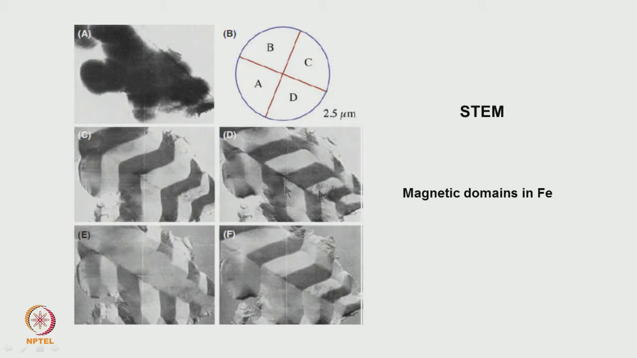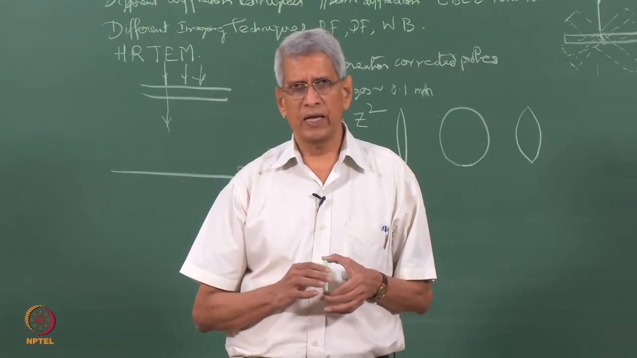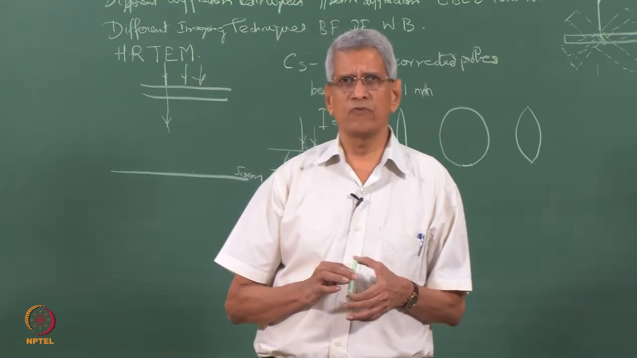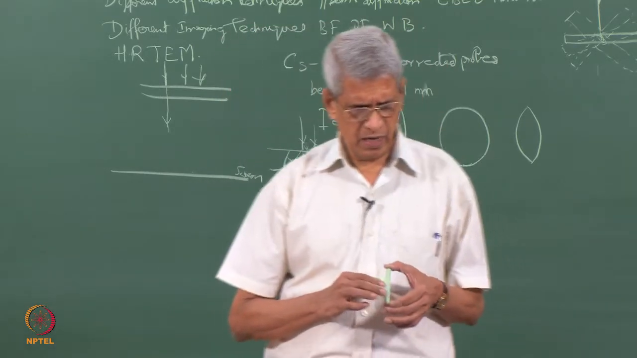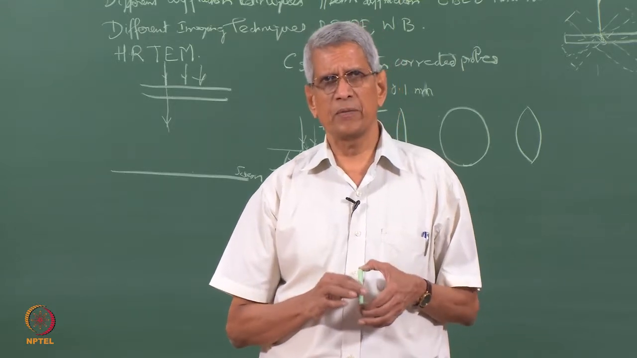This is an example for magnetic domains in iron. These sort of images are called Foucault images. There is another way in which we can get information about magnetic domains. This is using Fresnel images. These are called Fresnel images.